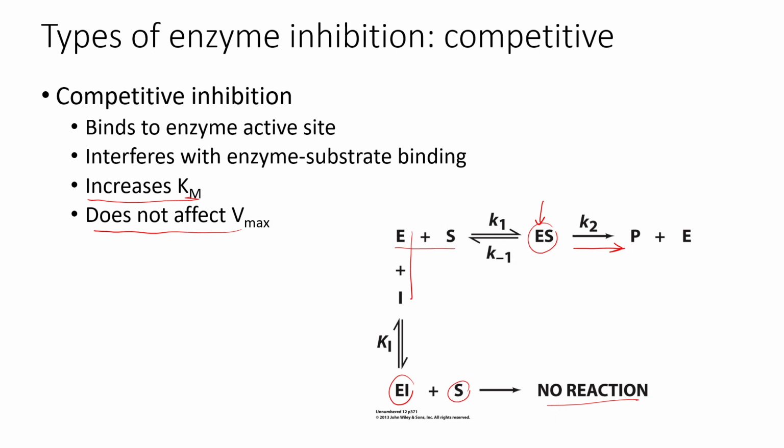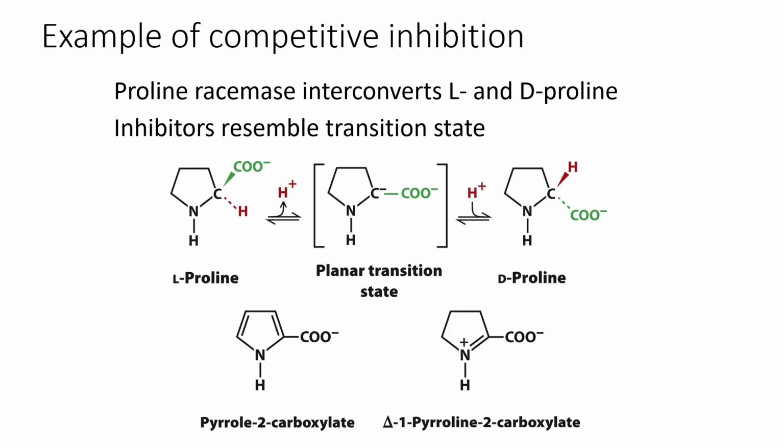And so let's break that down into a little bit more of what that means. So first we'll look at an example of competitive inhibition. And so we have this enzyme called proline racemase, and what it does is it interconverts L and D proline. So we see L proline here on the left, we see D proline here on the right. And as this reaction proceeds using this enzyme proline racemase, it's going to proceed through this planar transition state. And what that means is that this particular carbon here is going to no longer be tetrahedral like we see here. It's actually going to be in this planar form, right? It's only forming 3 bonds.